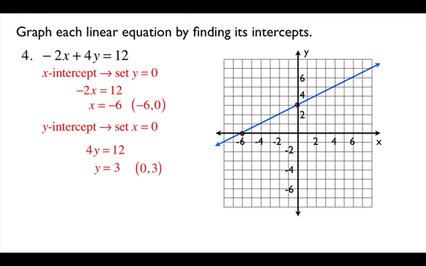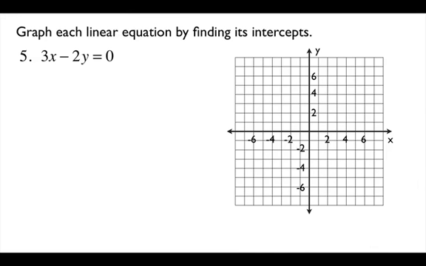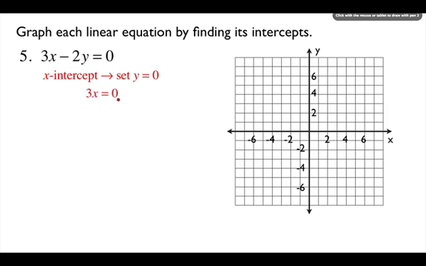Let's go to number 5. Same directions, graphing using the intercepts. So let's go ahead and find the x-intercept. So we set y equal to 0. This is going to go away. You end up with 3x equals 0. Divide both sides by 3. Times what number gives me 0? So the x value has to be 0. So I have the ordered pair (0, 0), which is at the origin, and that's what you see here.